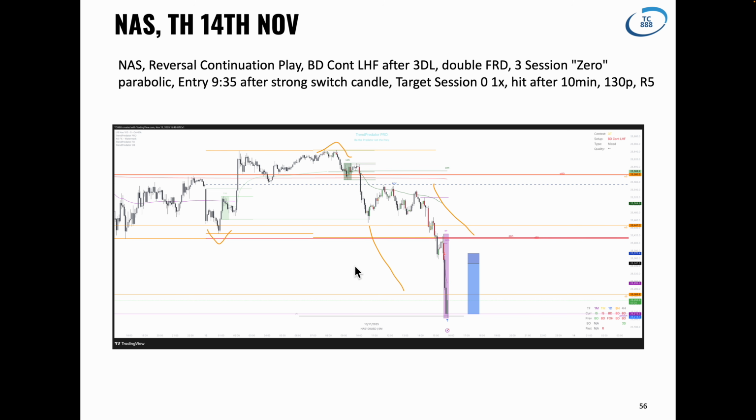Here a quick review video on my NASDAQ trade, Thursday 14th of November, that we prepared during a live session. Here you see it was a very nice reversal continuation play, breakdown continuation, low-hanging fruit. You see here a 3-session parabolic setup, peak formation low, peak formation high, as discussed in the zero pattern video. Here a nice parabolic channel, and then low-hanging fruit blow off with equity open to the session 1x.